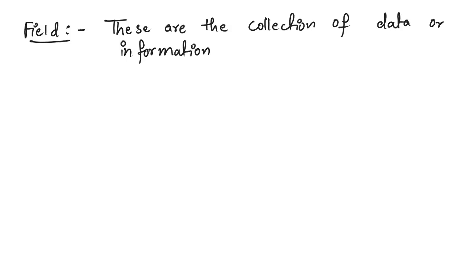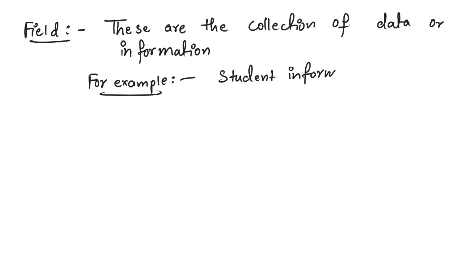Now let us take an example for understanding in a clearer way. For example, student information, because student information is a collection of data. In student information, we have the name, where he is living, his address, his date of birth, etc.